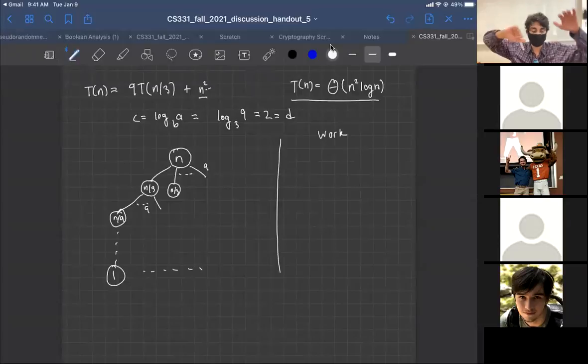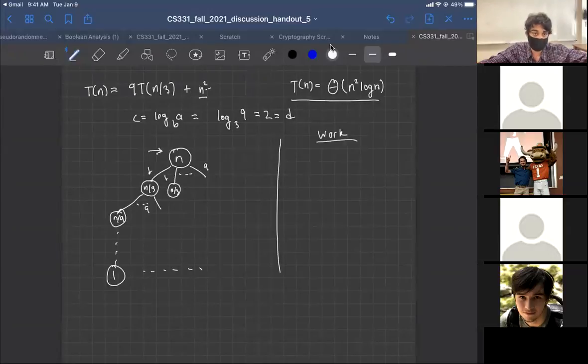We split up into smaller subproblems. Each subtree does the work for those subproblems, feeds the answer back up the tree, and then this node over here does the work to conquer all of these. So the work we're thinking about is the work it takes to conquer the subproblems, that is, to stitch the solutions together.